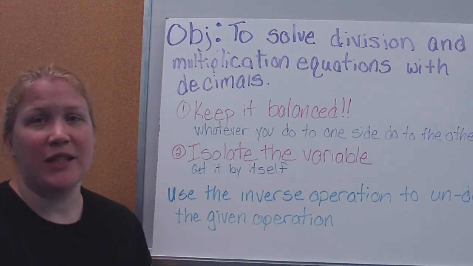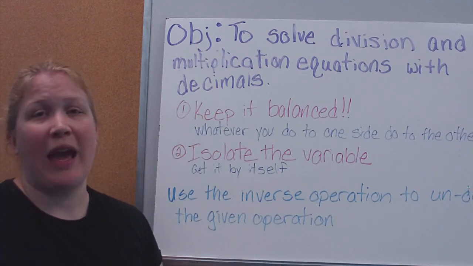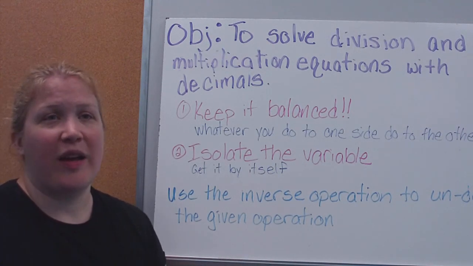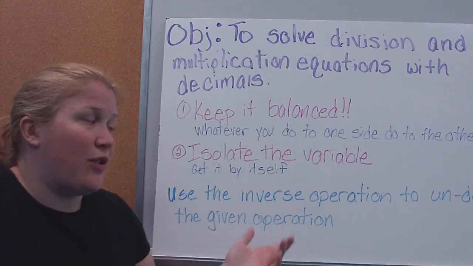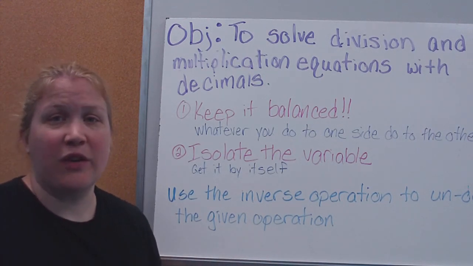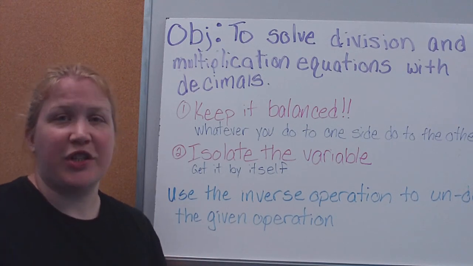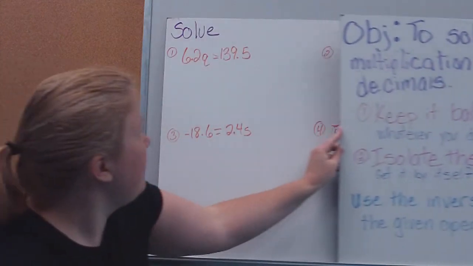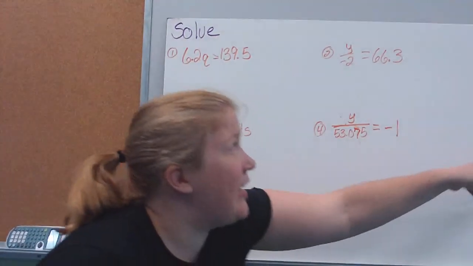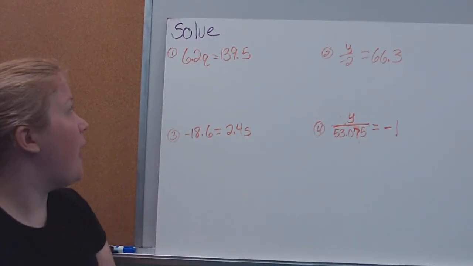We want to keep it balanced. Whatever I do to one side of an equation, I have to do to the other. And we want to isolate our variable. Once we have it by itself, we know what it's equal to. And remember how we do that. We use our inverse operations to undo the operation that's happening to the variable. So we're going to take a look at some examples here as well.